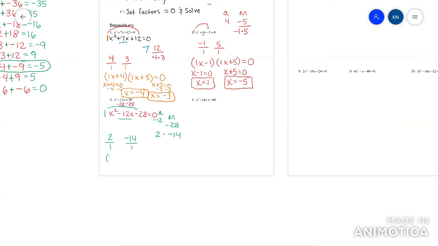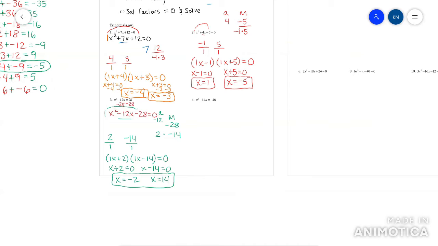Write bottom x, top, same thing. Now that it's in factored form, I can just set each factor equal to 0 and solve each one. So these would be my answers, negative 2 and 14.